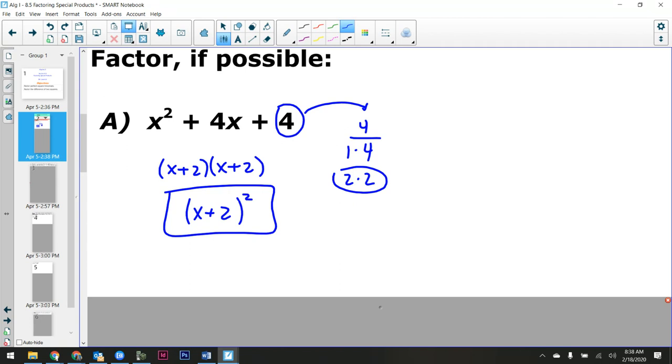Now, look at the title of today's lesson. Factoring special products. You guys remember when we did that lesson back in chapter 7 where there were those special things? Right, that.